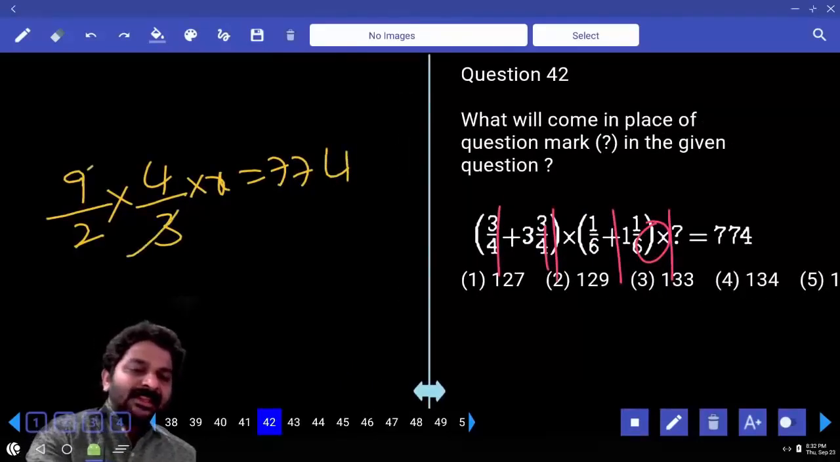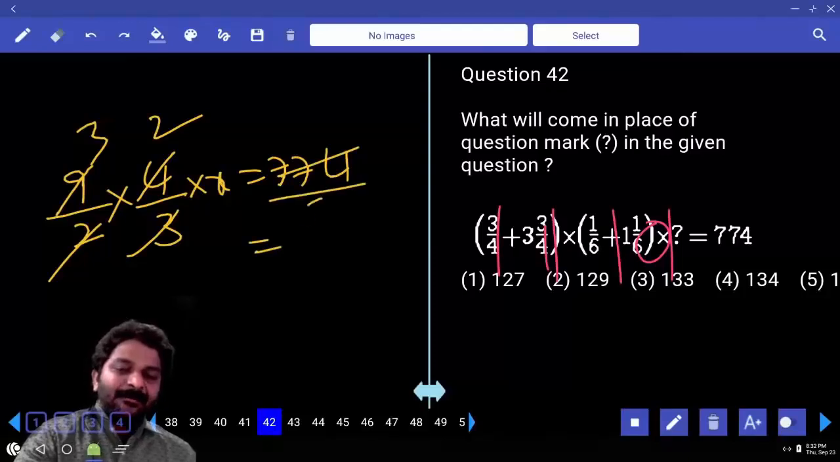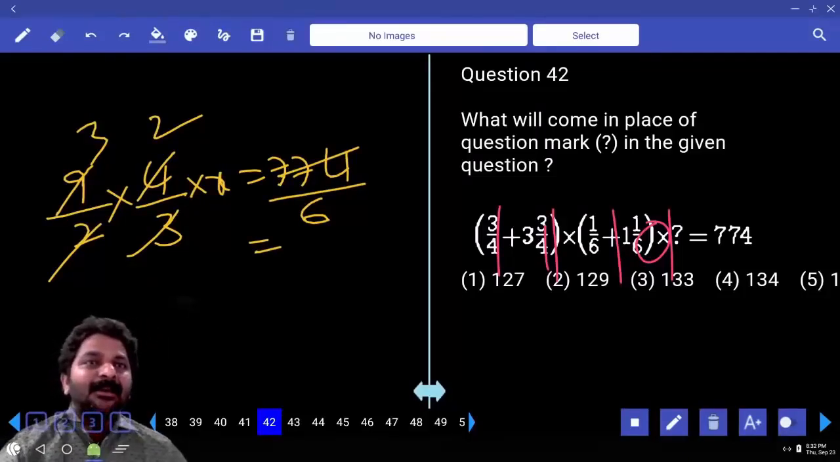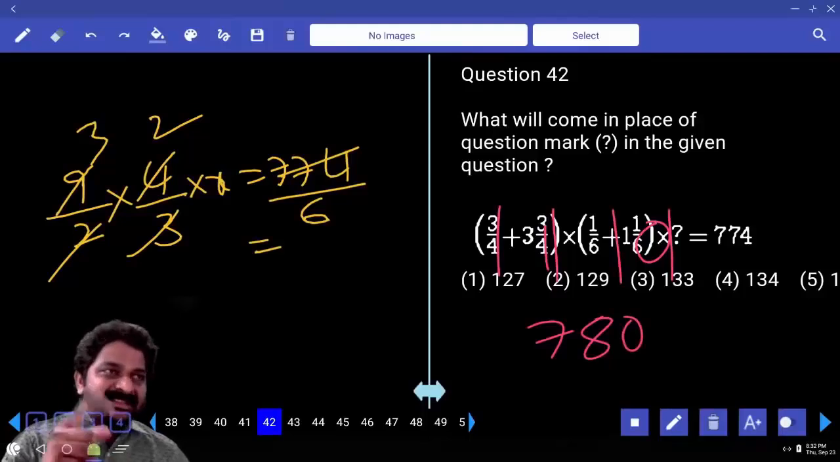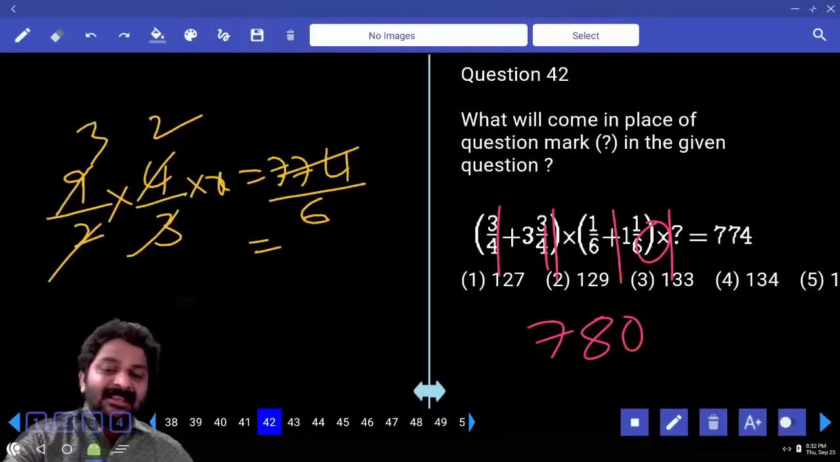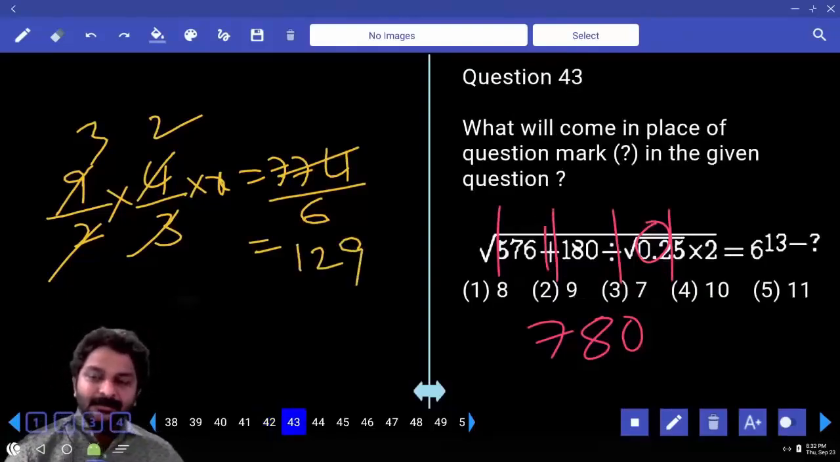774. 3 times, 2 times, 6 cancellation with 6. Right. 13 times is 78. 130 times will be 780. But our numerator is 6 less than that. That means 1 time less than 130, which is equal to 129. Second option.